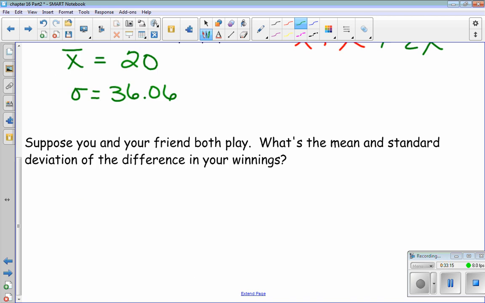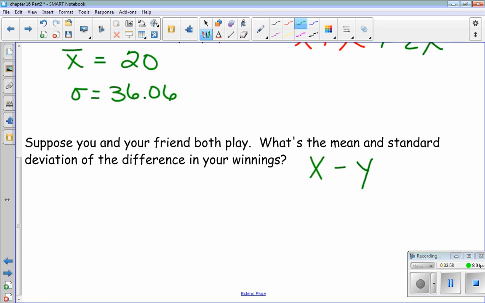Suppose you and a friend both play. Me and Sammy, we're going to go to war, and I'm going to beat you. We want to find the difference in our winnings. Different definition here. How am I going to define that? I'm not playing the same game twice. It's me versus Banani over here. Well, I'm an X, he's a Y. When I played the same game twice, I was X plus X. Me versus him is X minus Y.